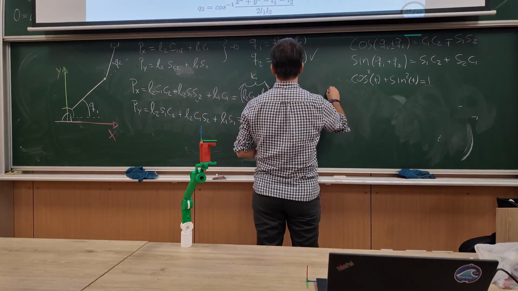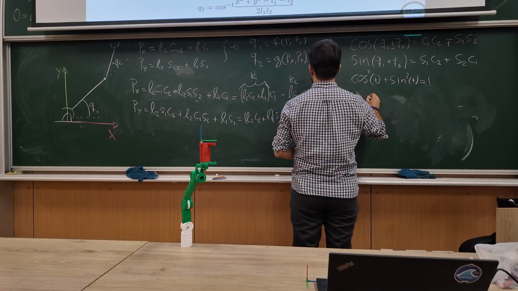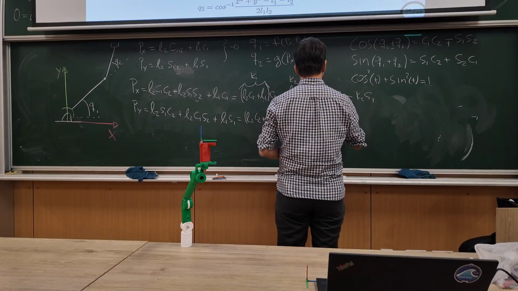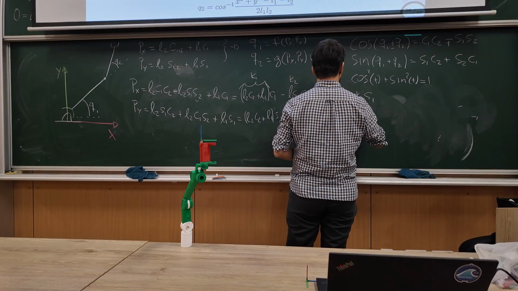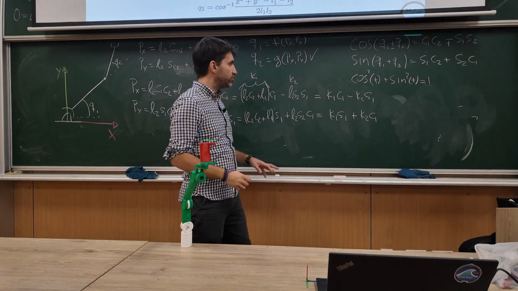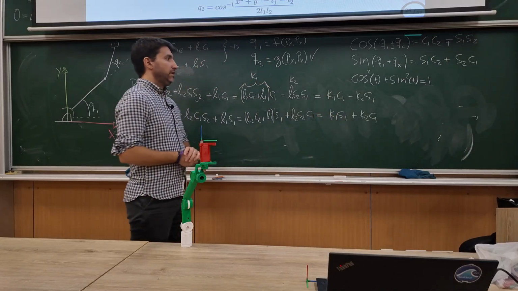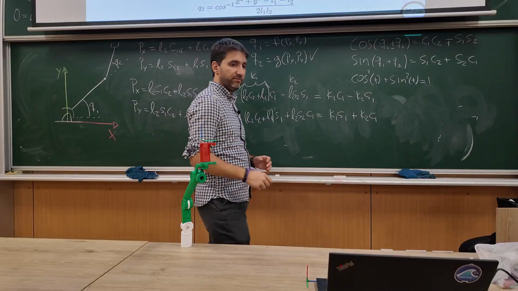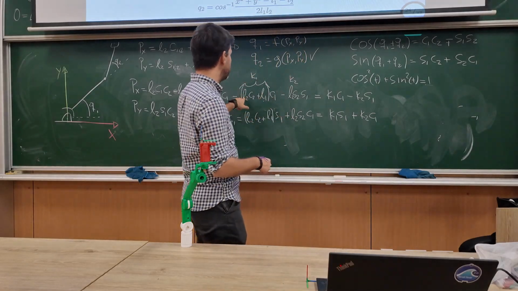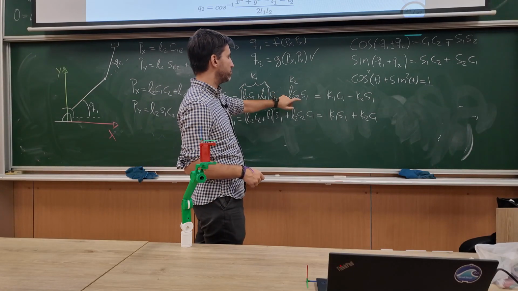So then I can rewrite this as kappa 1 C1 minus kappa 2 S1, kappa 1 S1 plus kappa 2 C1. And you see I start to get somewhere, right? That's how it is. Where kappa 1 is L2 C2 plus L1 and kappa 2 is L2 S2.